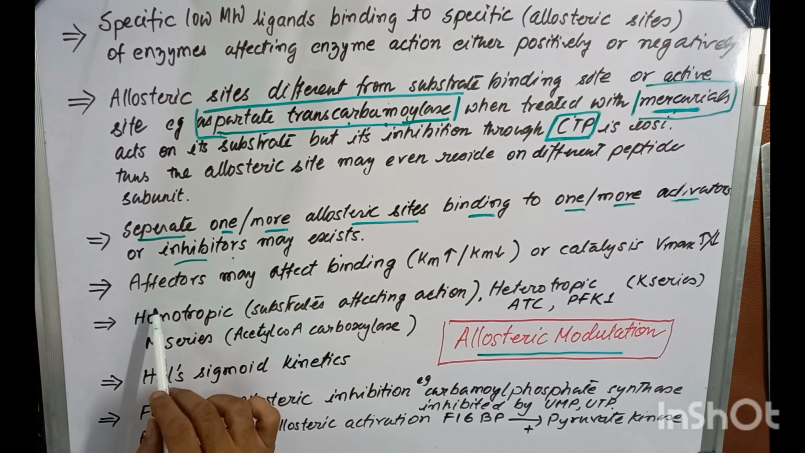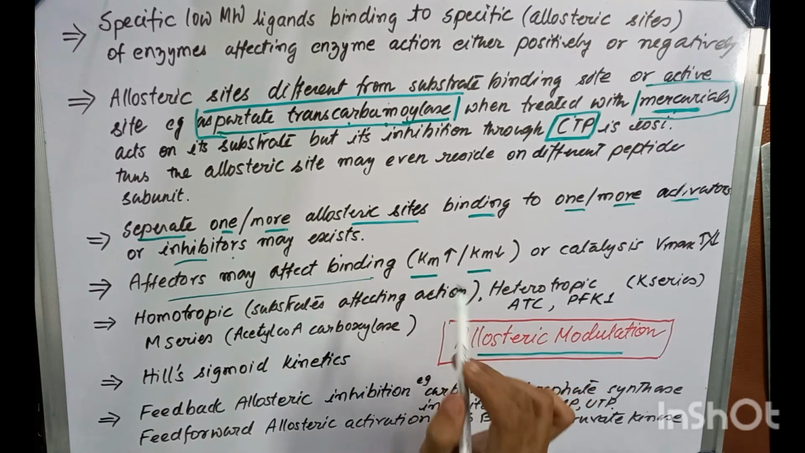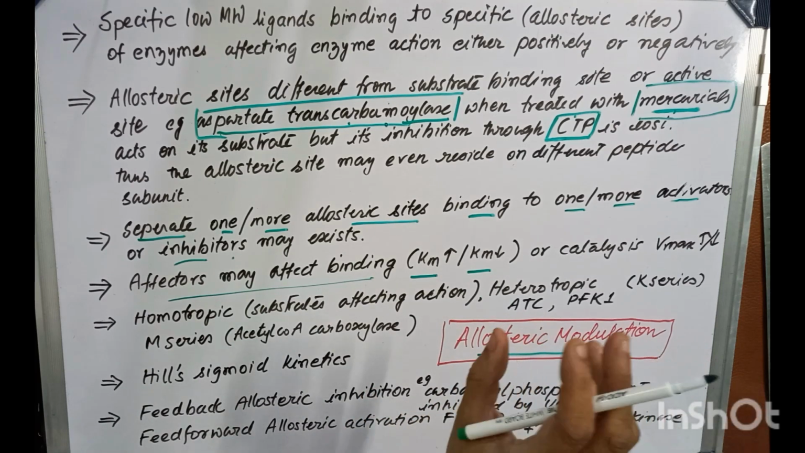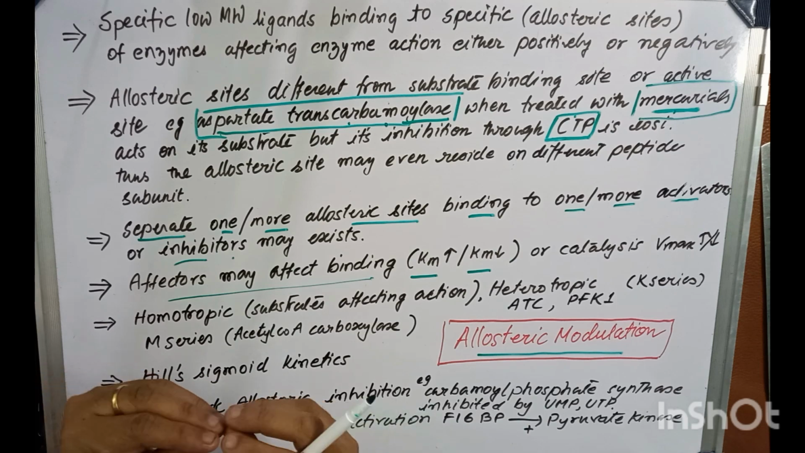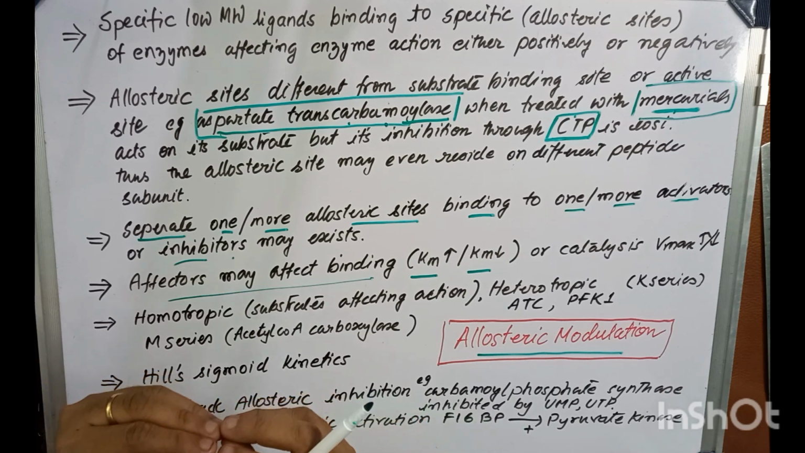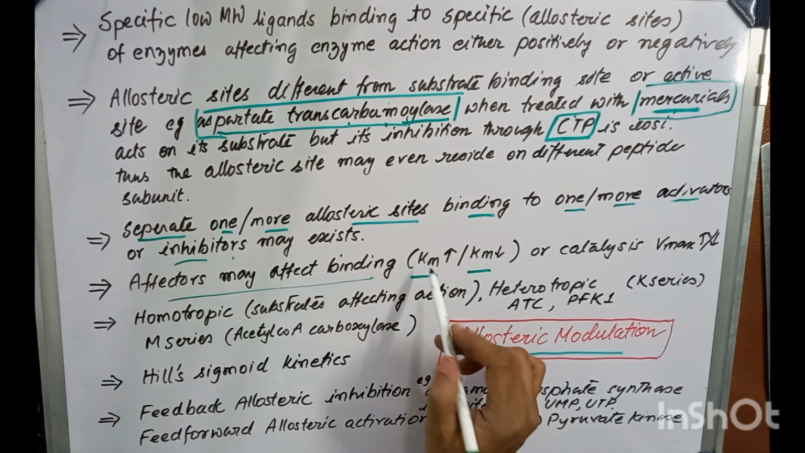The next point is that effectors may affect binding. It may affect the binding of the substrate towards the enzyme, which will change the Km value. Any enzymatic reaction primarily requires one very important thing, that the inhibitor or the substrate should bind. Everything should bind to the enzyme. So if an allosteric activator or an inhibitor affects the binding of the enzyme substrate, it will affect the Km.